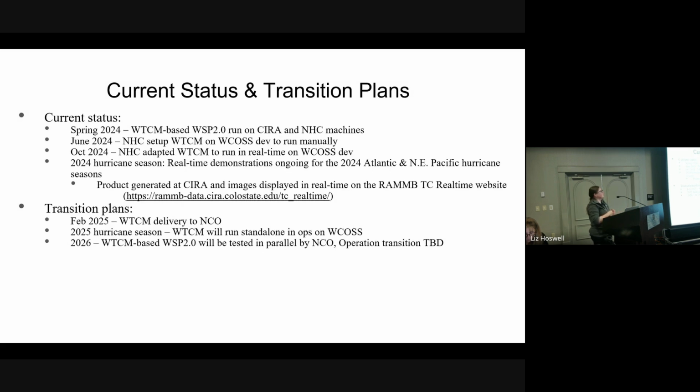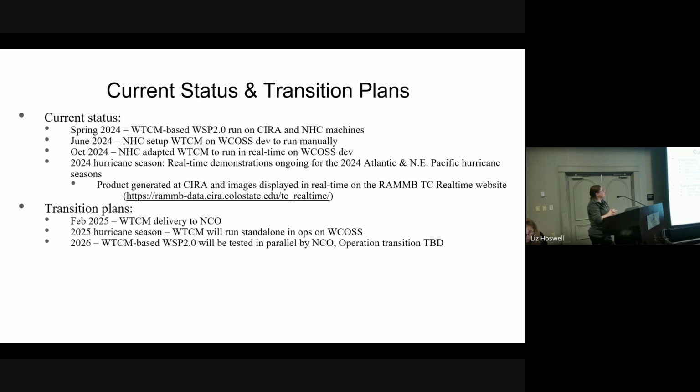All right, current status and transition plans. So, you know, at this point, we've got the WTCM. It's a standalone model. It is also a component of this new wind speed probability, this WSP 2.0. The WTCM is currently running in real time in development. So it's being transitioned in the spring. So in February, NHC will turn the code over to NCO, and it will be transitioned for the next season into operations as a standalone model.